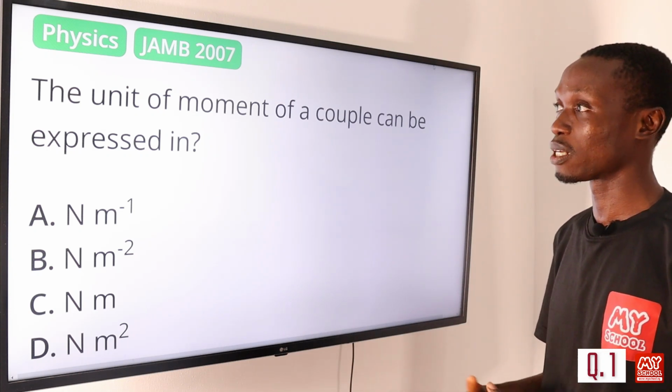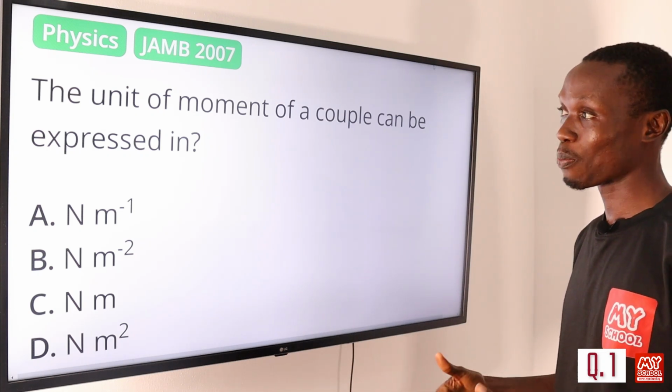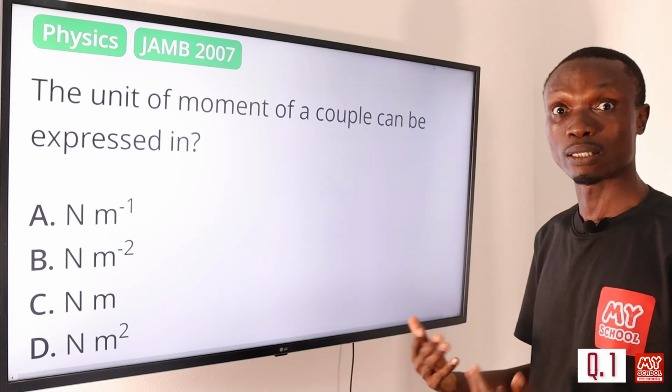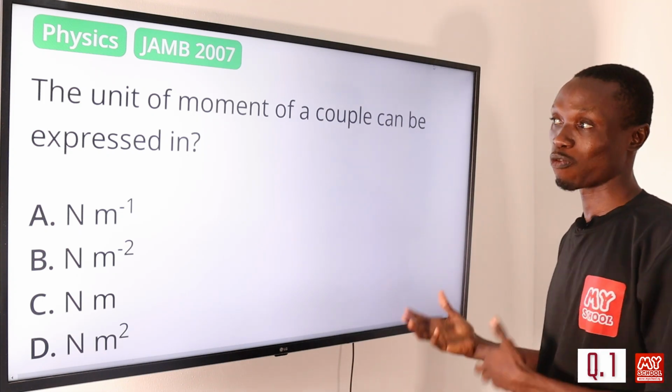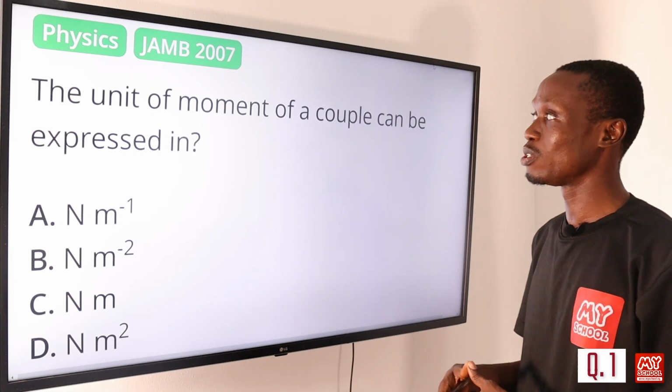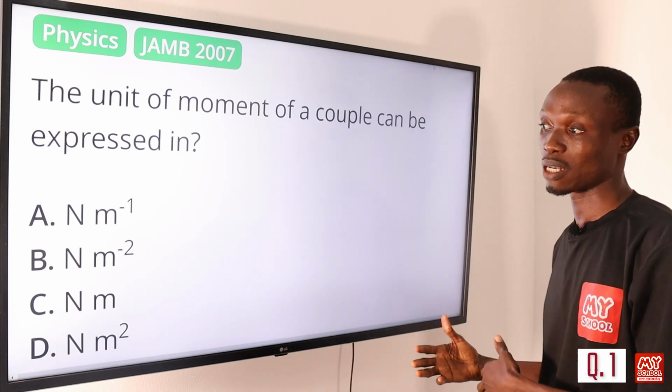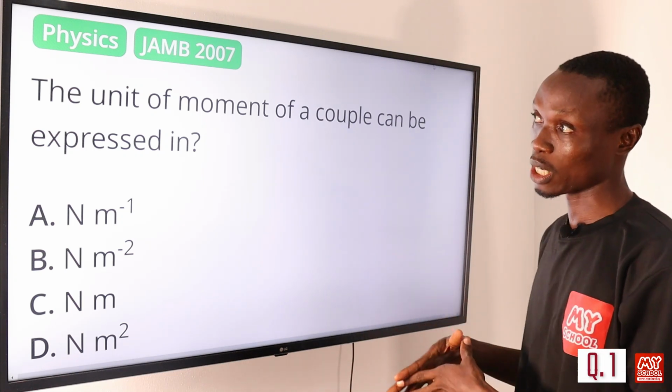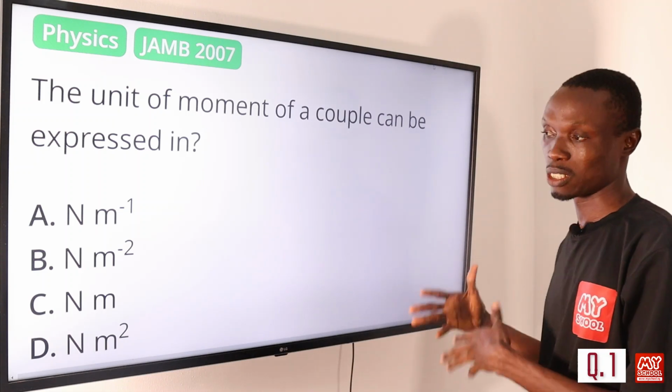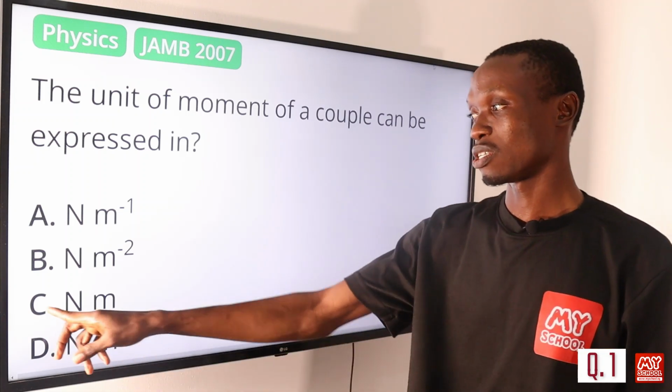The formula for calculating the moment of a couple is force times perpendicular distance, right? And the unit of force is Newton and the unit of perpendicular distance is meter. So if you put them together, that will give us Newton meter. So that makes option C the correct answer to this question.